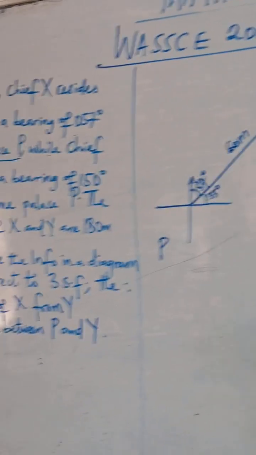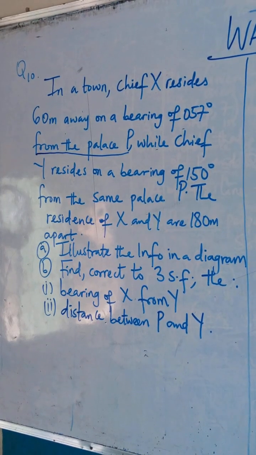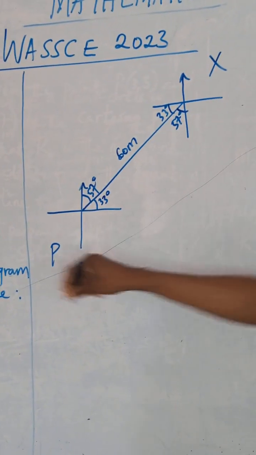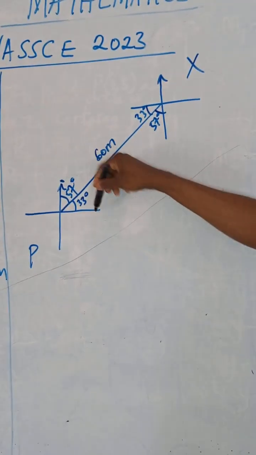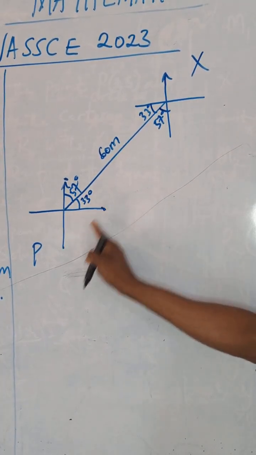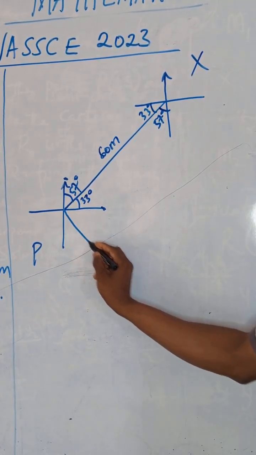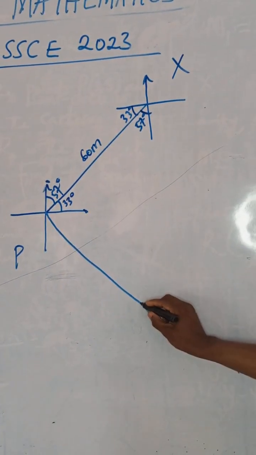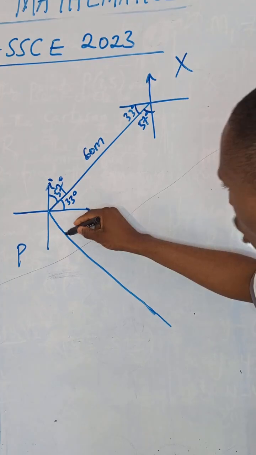All right, so let's proceed with the next part of the question. Chief Y resides on a bearing of 150 from the same palace. So we are still reading our bearing from P, because they said "from P". This place is 0 according to true bearing, this place is 90, this is 180. So 150 will be between 90 and 180, so you should come this way, something like this. From this place to this place is 150.